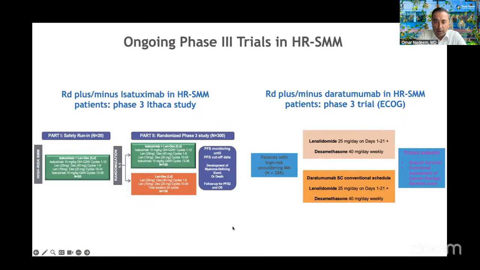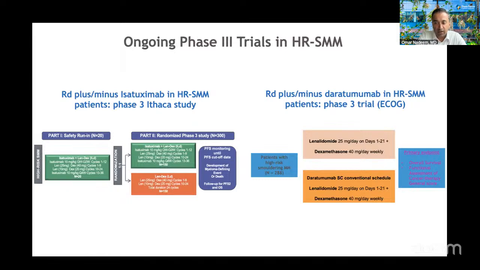And there are now ongoing phase 3 trials in this space. So we're now looking at our monoclonal antibody combinations. So isatuximab, which is a CD38 monoclonal antibody, very similar to daratumumab. And both of these approaches are being combined with lenalidomide and dexamethasone. And then this is compared with the lenalidomide and dexamethasone doublet. So the original studies that showed benefit in high-risk smoldering myeloma are the control arm for these two studies, and then the intervention arm adds the monoclonal antibody.